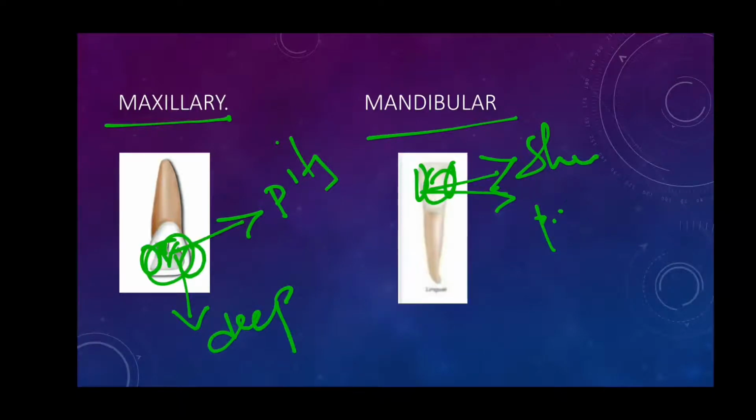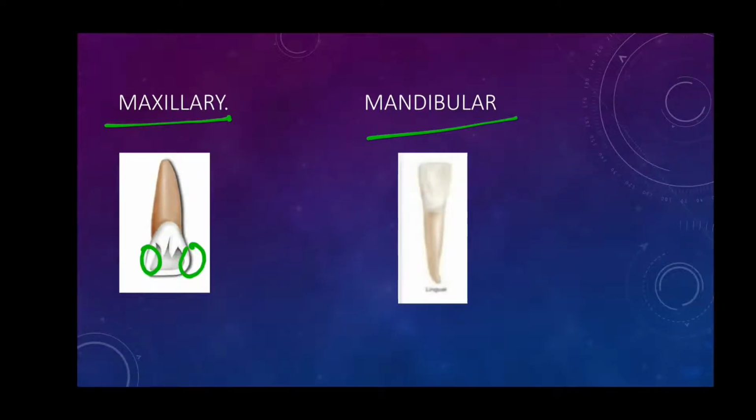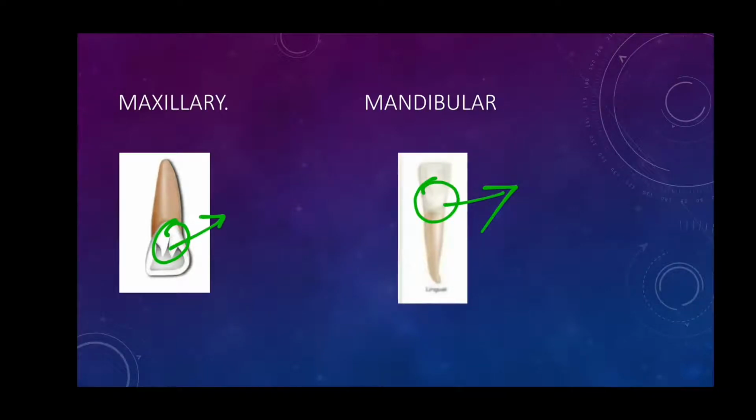See, compared to the mandibular cingulum, the maxillary cingulum is larger and more prominent also. See here, the prominence of the mandibular cingulum. The prominence of the maxillary cingulum and the prominence of the mandibular cingulum. So, the maxillary cingulum is larger. This is from the lingual view differences.